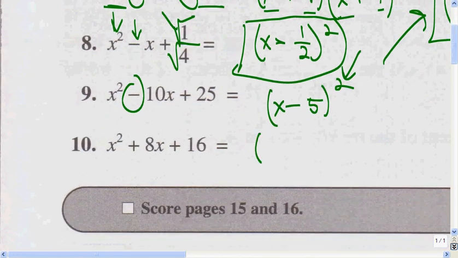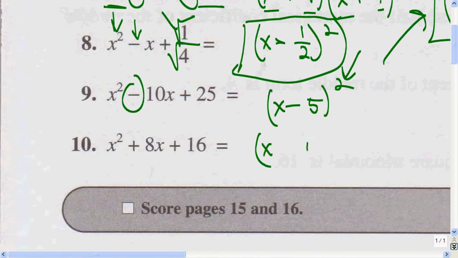Square root of x squared is x. The square root of 16 is 4, because 4 times 4 is 16. Okay, and then since they're both positive, I know this is going to be positive, and then put my exponent 2. That's an exponent. Don't forget that.